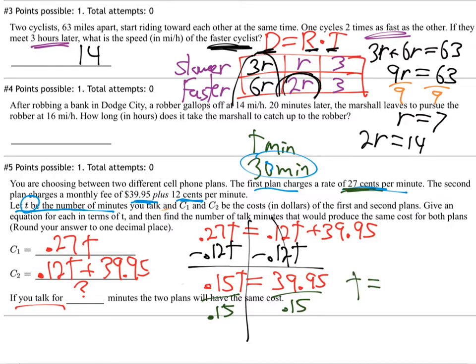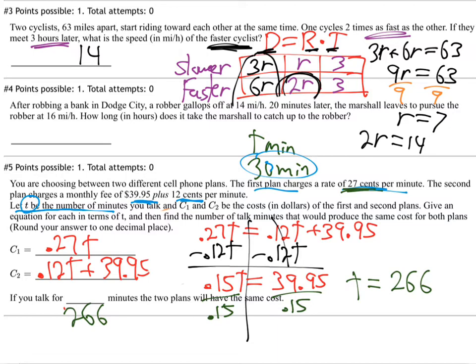Then pull out the handy-dandy calculator and let me know, please. You got a number there? I've got a calculator too. I'll race you. Ready? What is it? 266. Thank you, Sabina. So if you talk for 266 minutes, the two plans will be equal cost.